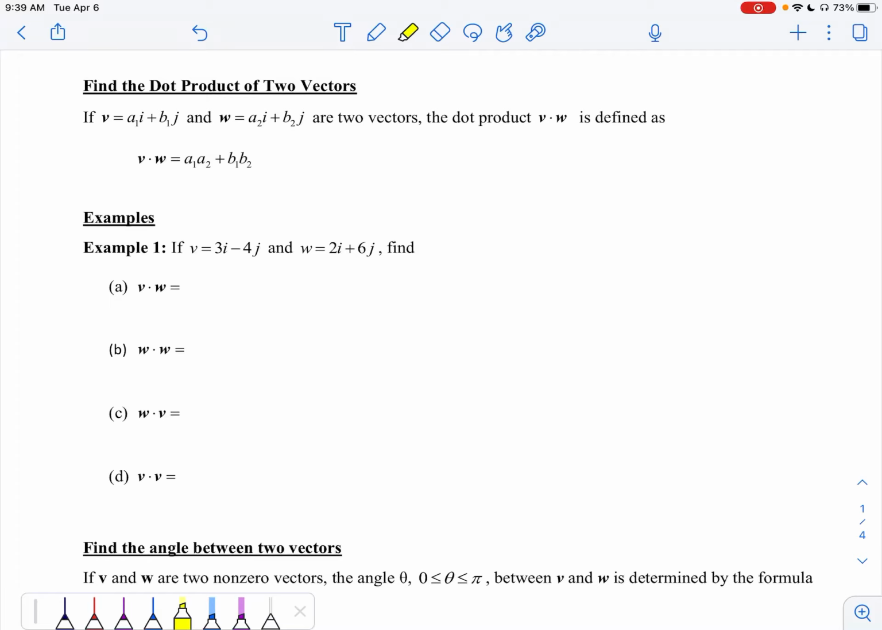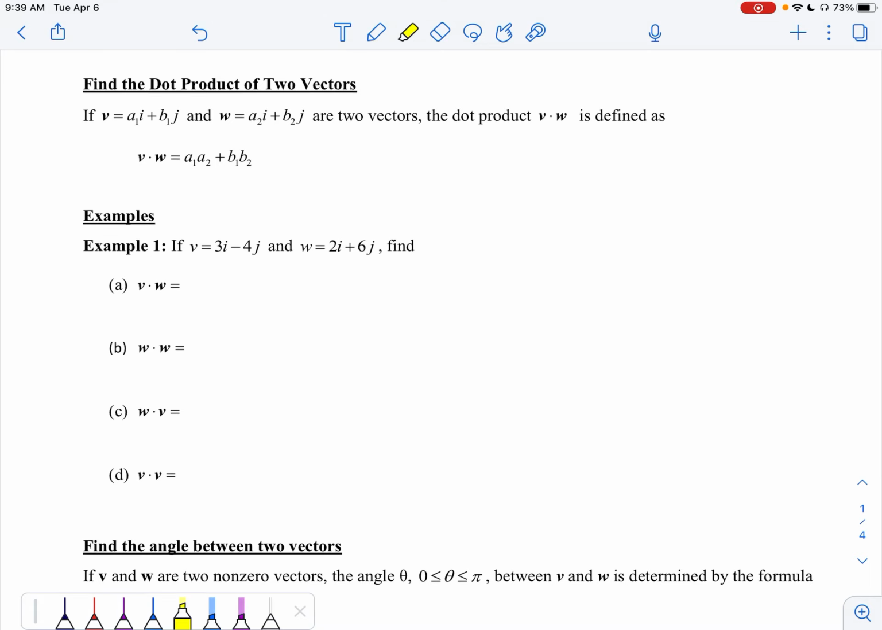In this video, we're going to look at a way that we can multiply two vectors together using something called the dot product, or you'll sometimes see this referred to as the scalar product. So basically, if we have two vectors, v and w, and we want to multiply them together, then we multiply them component by component. So we'll multiply the i component by the i component, multiply the j component by the j component, and then just add them up.